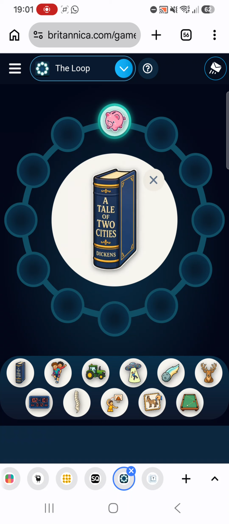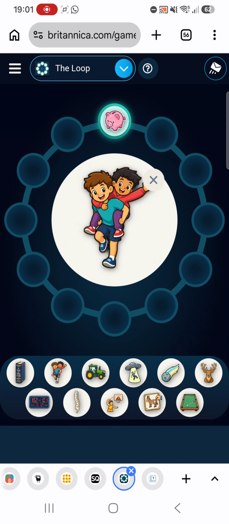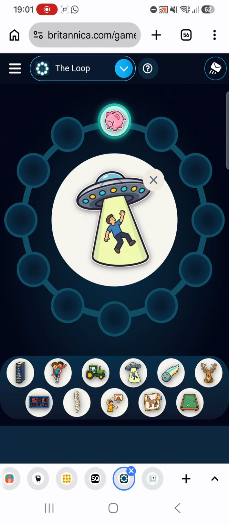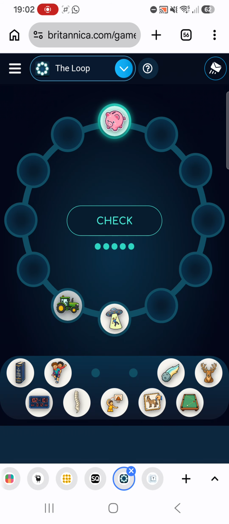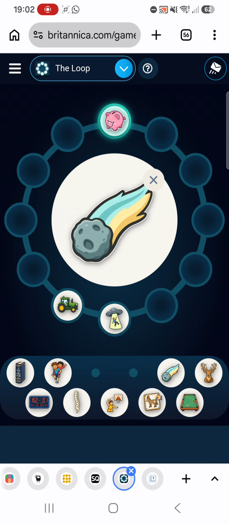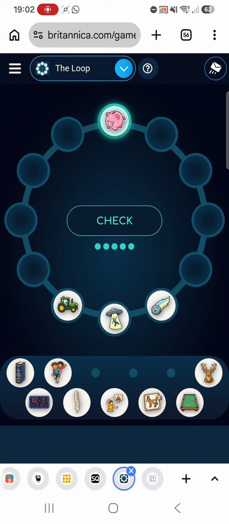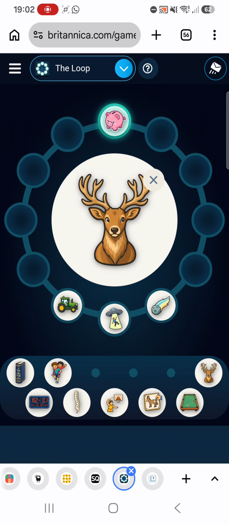So we're starting with a piggy bank, as you saw at the top. That's A Tale of Two Cities, that's twins, tractor, something about a UFO or a tractor beam. It's going to be a tractor beam, isn't it? So it'll be next to the tractor. I don't know that they go there, but we can move them. That is a meteorite or a comet, so that's presumably something from outer space, which goes next to the UFO.